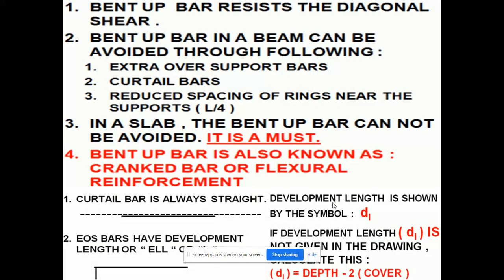Now the bent-up bar resists the diagonal shear. Bent-up bars in a beam can be avoided through the following: by putting extra over-support bars, curtail bars, and reducing the spacing of stirrups at the support, which is L/4. In a slab, the bent-up bar cannot be avoided. It must be there. Bent-up bar is also known as crank bar of flexural reinforcement.